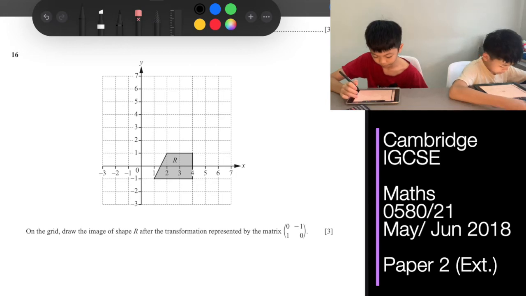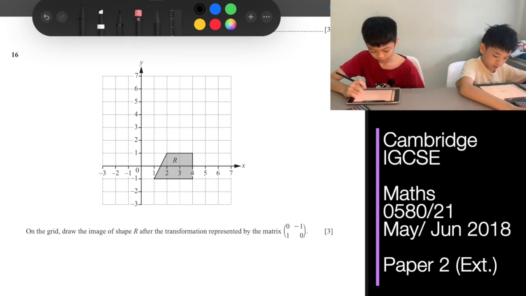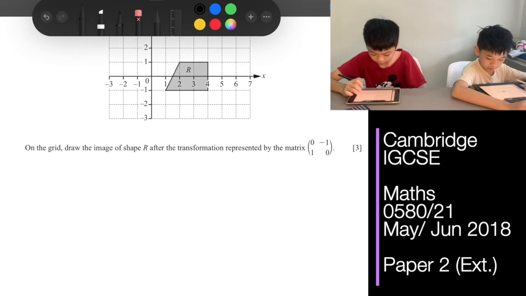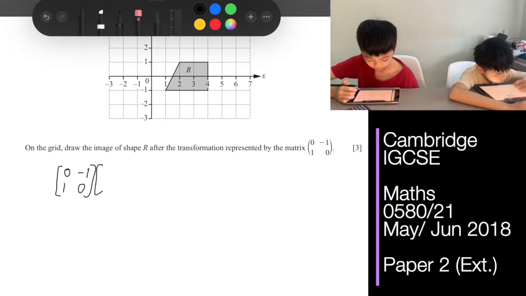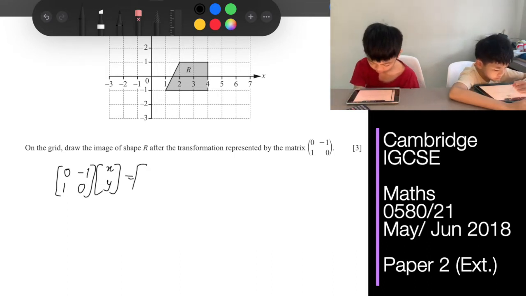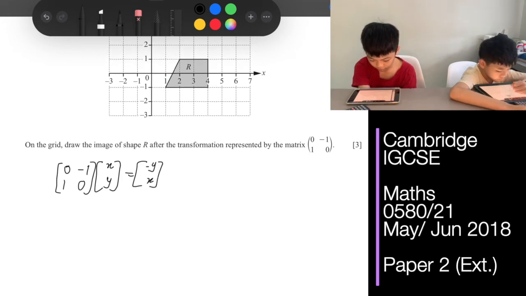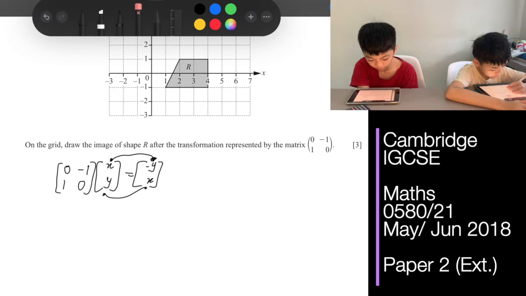Okay, for question 16, on the grid, draw an image of shape R after the transformation represented by the matrix (0, -1; 1, 0). So first, we'll write down this matrix times (x, y). First, 0x plus -1y would be -y, and then 1x plus 0y is x. Just to mention, the x after this transformation would be -y, and y would be x.